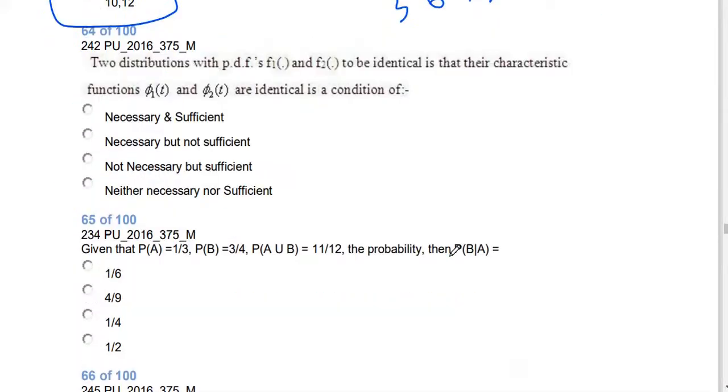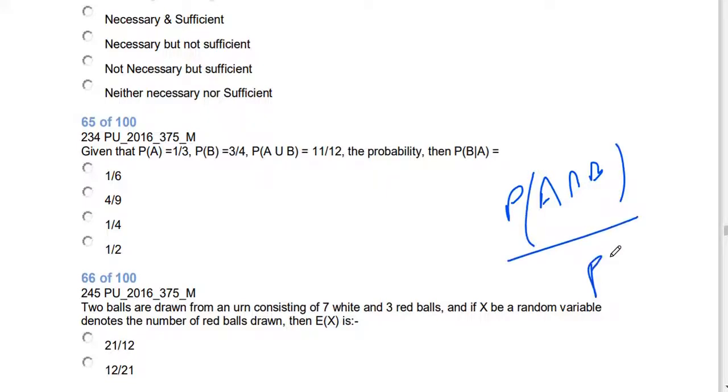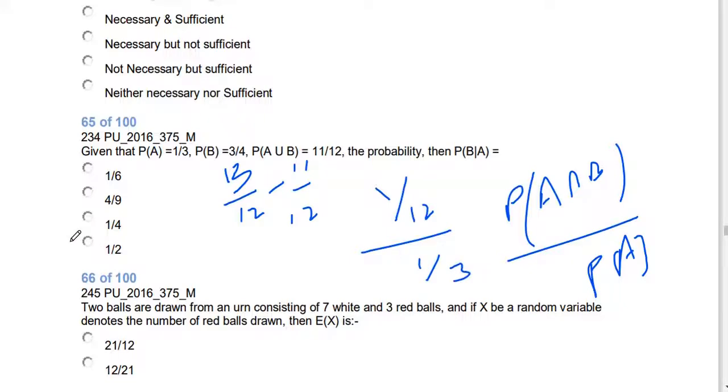The procedure is like this. Given that probability of A equal to 1 by 3 and probability of B equal to 1 by 4, you can just apply the formula. You can find probability of A intersection B. What is the formula? Probability of A intersection B divided by probability of A. How you can get probability of A intersection B: you can just take the sum here. What you get, 1 by 4 plus 1 by 3 is 1 by 4 plus 1 by 9. When you sum these two, 12 is the LCM. Then we get 13 by 12 minus 11 by 12. What we get, 1 by 12, divided by probability of A, which is 1 by 3. So 1 by 4 is the final answer.